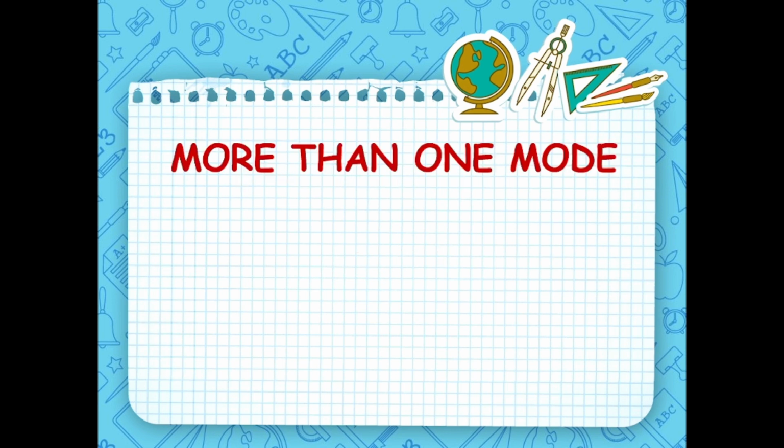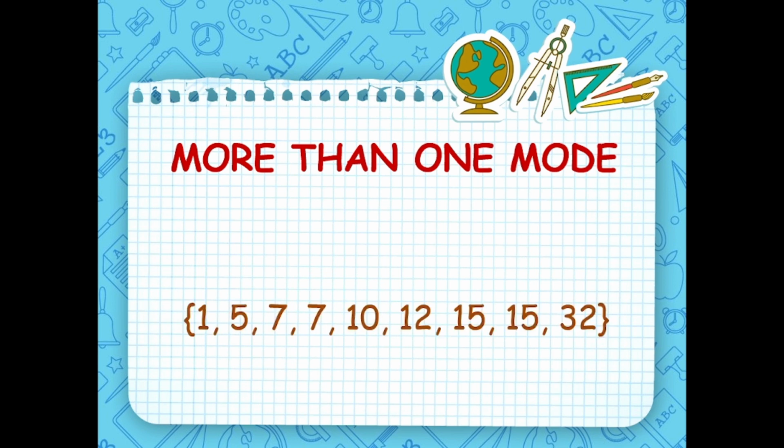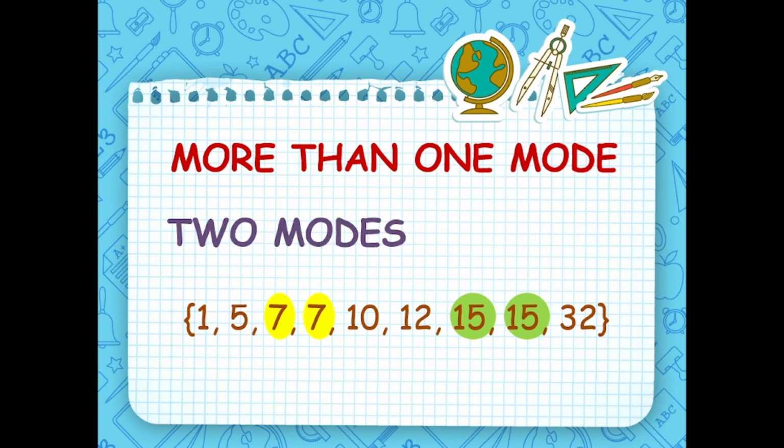But it's also possible for a dataset to have more than one mode, as in this example of a dataset. In this set, the number 7 is repeated twice, so is the number 15. That means they tie for the title of the mode. This set has two modes, 7 and 15.